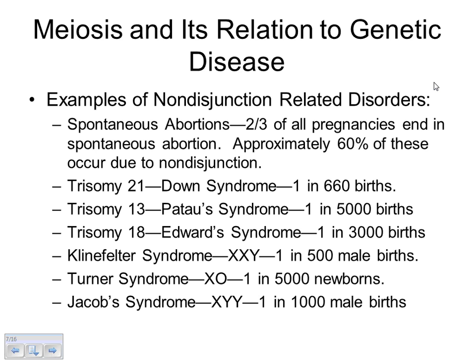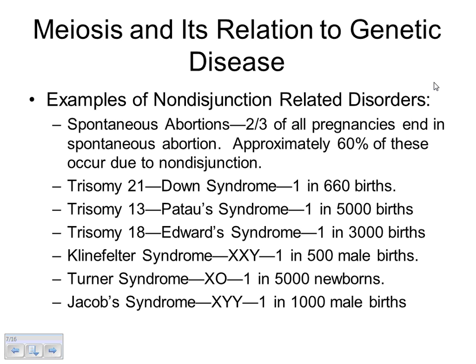Now, out of that 67% of pregnancies, about 60% of those are because of this problem. So about 60% of 67% of pregnancies end because of this, nondisjunction. The zygote is either missing chromosomes or it has extra chromosomes. Either way is bad. Some other cases, though, where the babies are actually born are these.